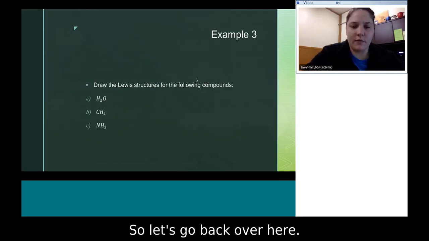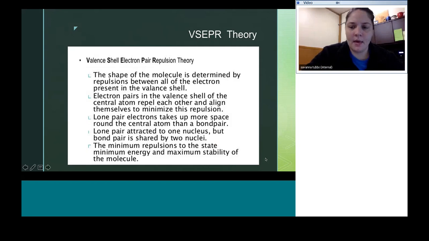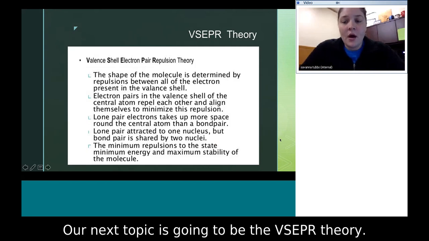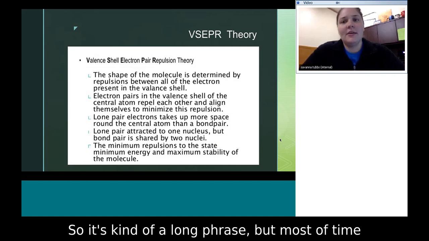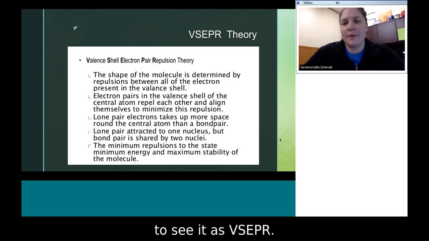So let's go back over here. Our next topic is going to be the VSEPR theory. And VSEPR stands for valence shell electron pair repulsion theory. So it's kind of a long phrase, but most of the time you'll see it as Vesper.